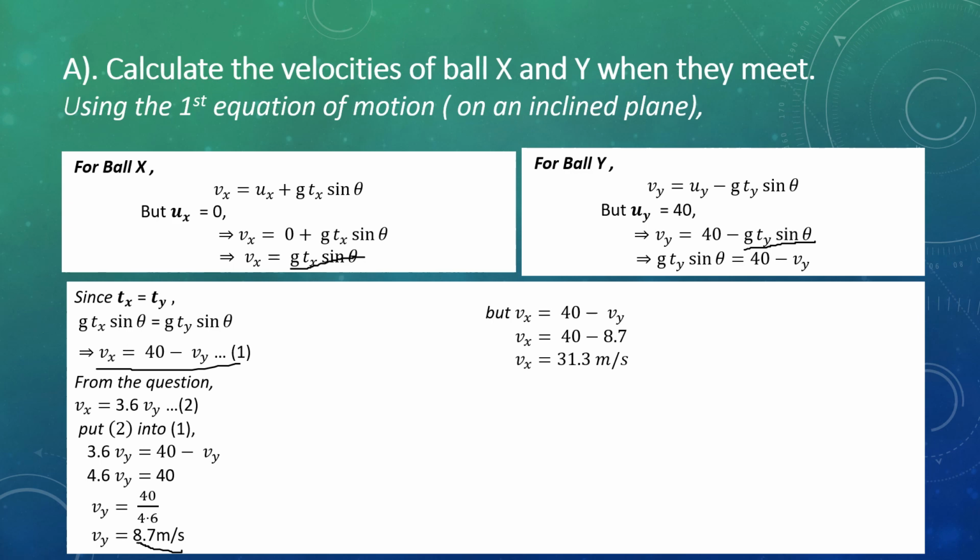So we found the velocities of ball X and ball Y. The velocities of ball X and Y are 31.3 meters per second and 8.7 meters per second respectively. We are through. One third of the way through. Okay, the second part of the question, B. Let's do that one too.